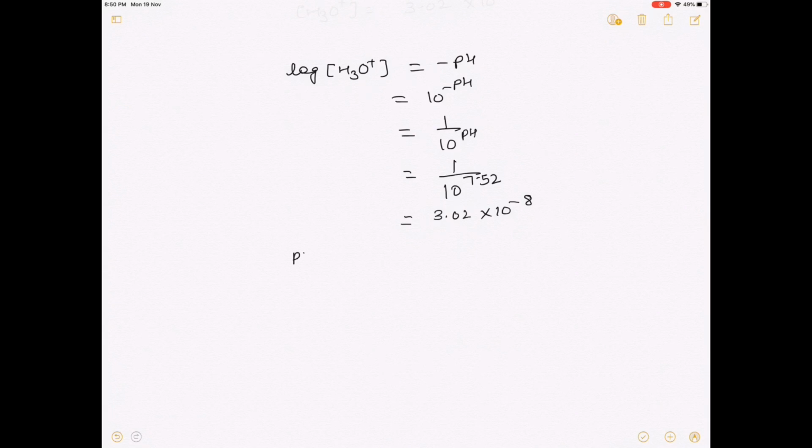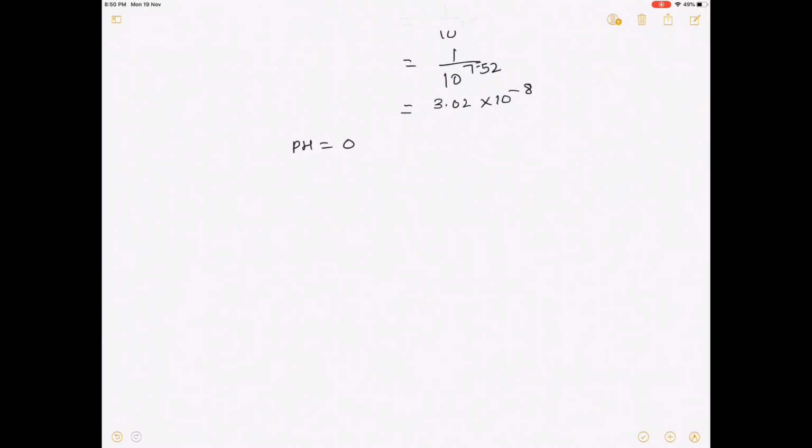Now suppose pH is 0. If you see the antilog table, you will see that the antilog of 0 is 1. Okay.